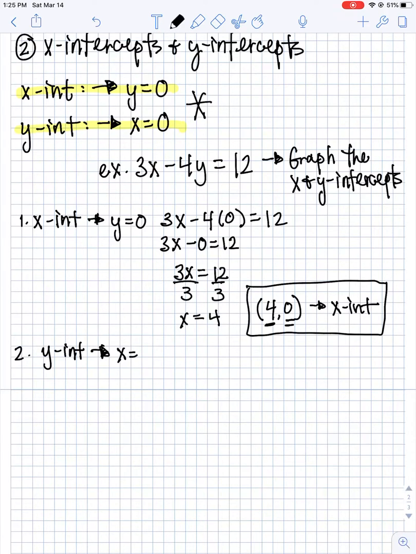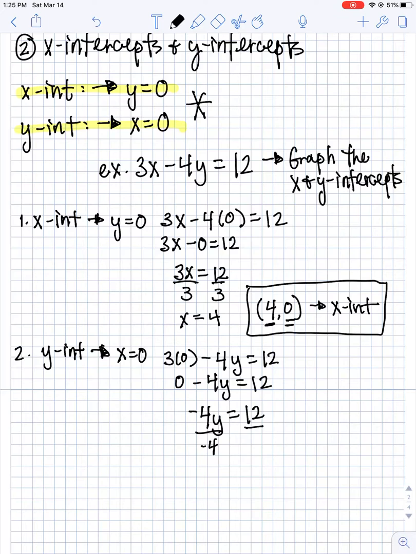And again, that means x equals 0. Okay, so the equation was 3x. Oh, x. What are we plugging in? We're plugging in 0 for x. Minus 4 times y equals 12. Well, guys, 3 times 0 is 0. Minus 4y equals 12. Well, guys, 0 minus 4y is not 4y. 0 minus 4y is a negative 4y equals 12. And y'all know what to do. Divide by negative 4. Divide by negative 4. We get y equals negative 3.